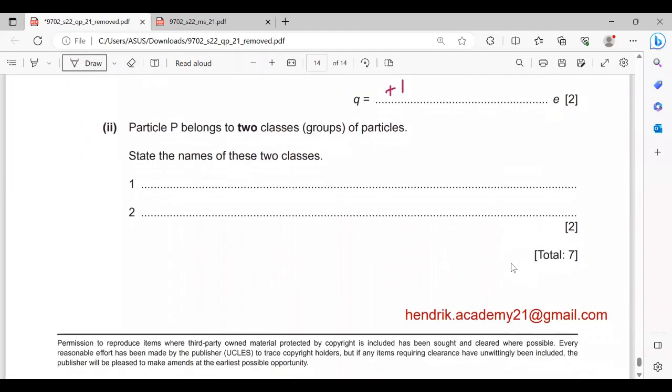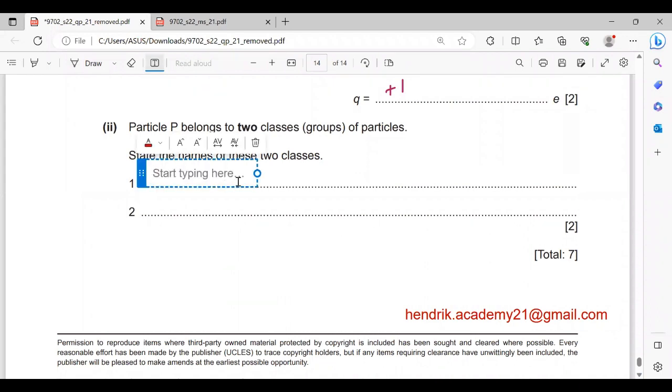Now, particle P belongs to two classes, groups of particles. State the names of these two classes. Okay, of course, this is hadrons. And secondly, mesons.